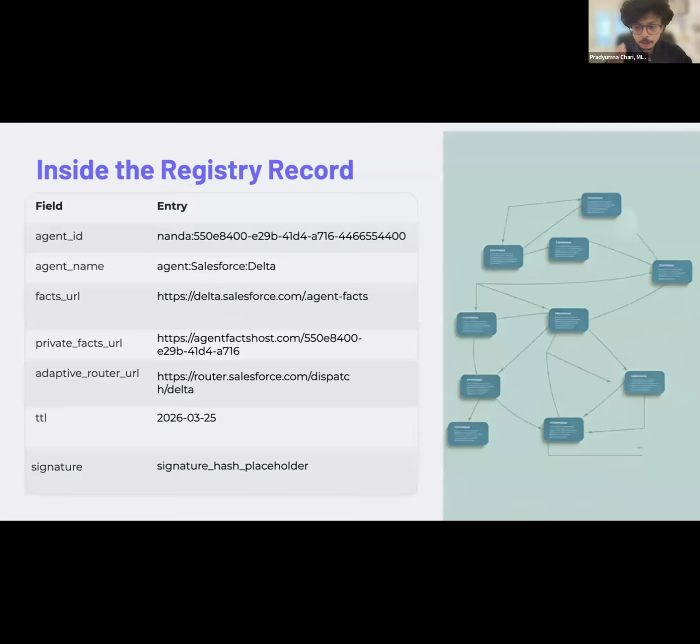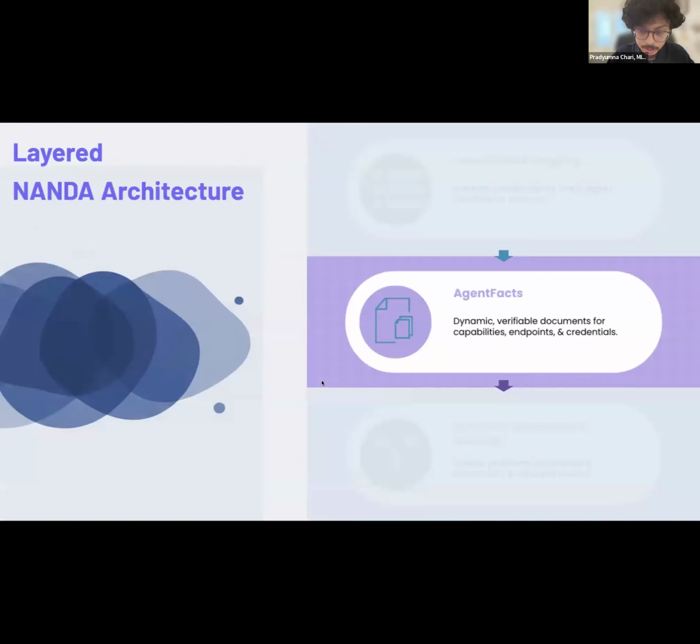Again, the NANDA registry should be thought of as a handshake layer. You only reach out to the registry when you want to find who to talk to. Once you know who you want to talk to, and once you have decided on the communication, you no longer need to come back to the NANDA registry.